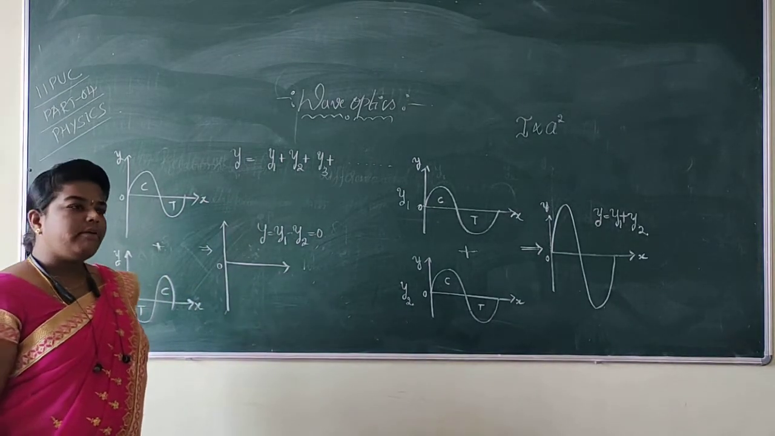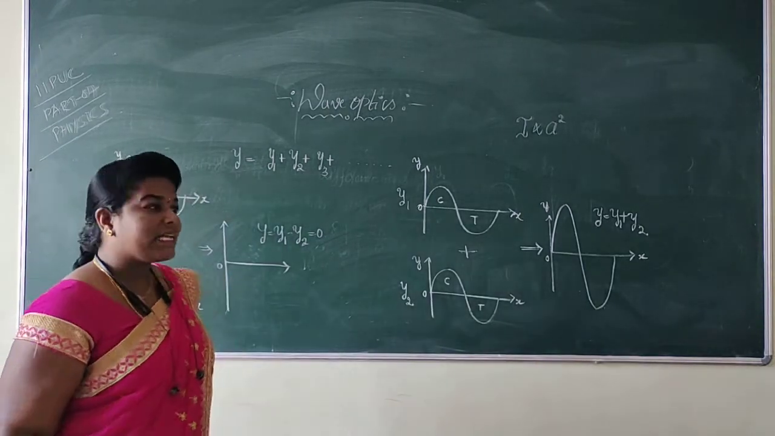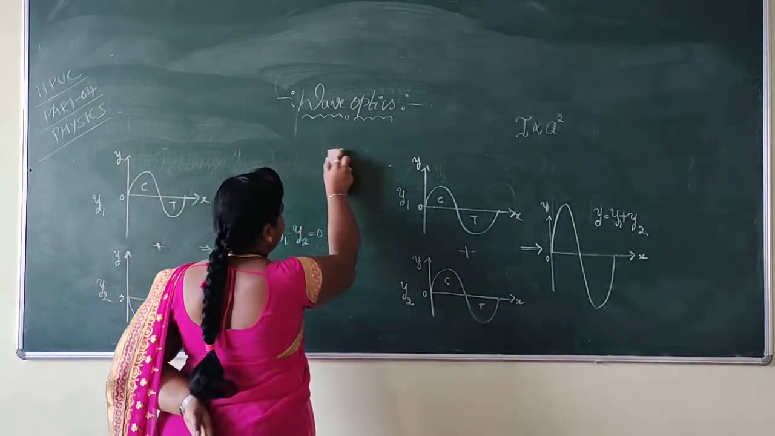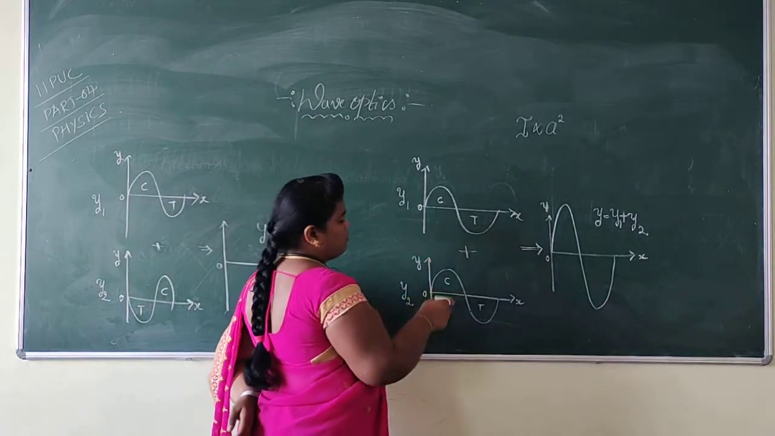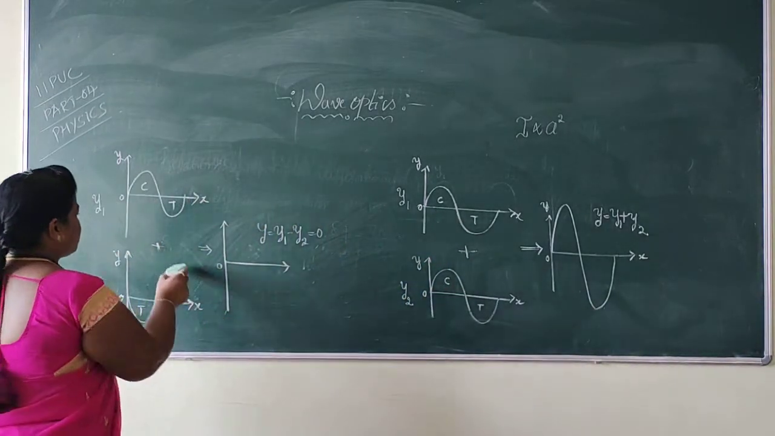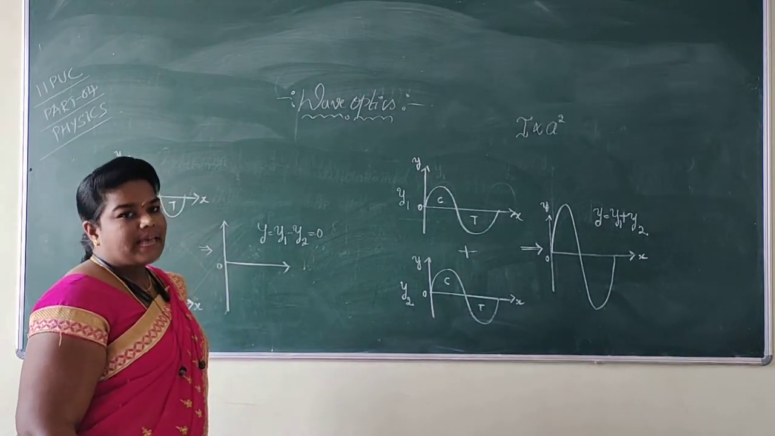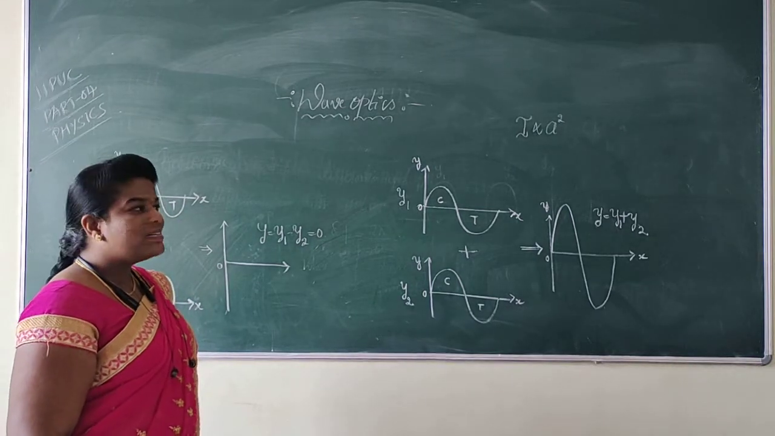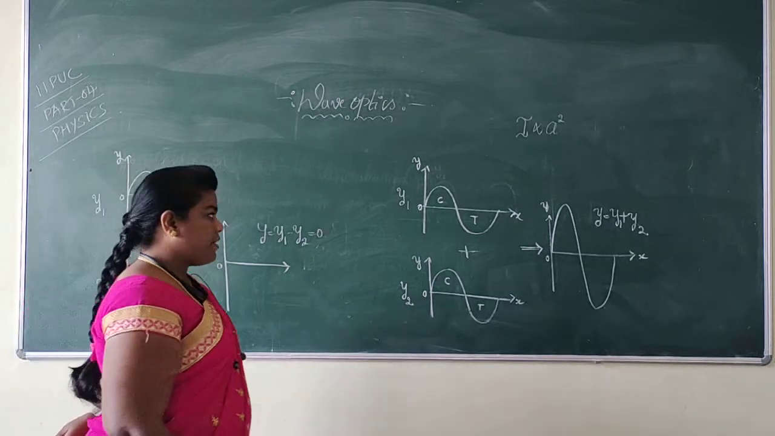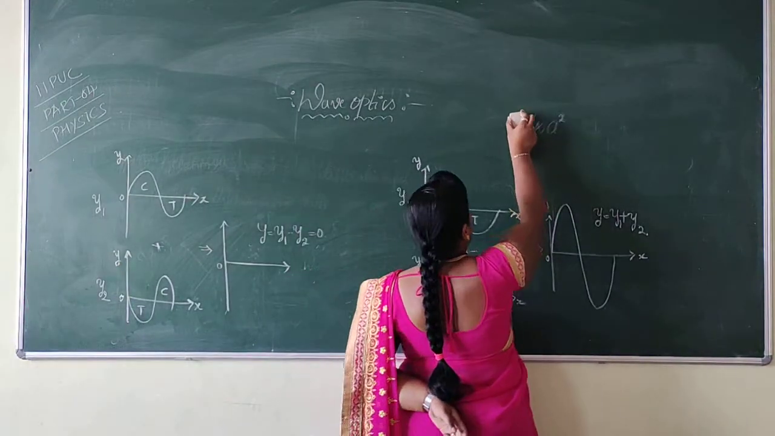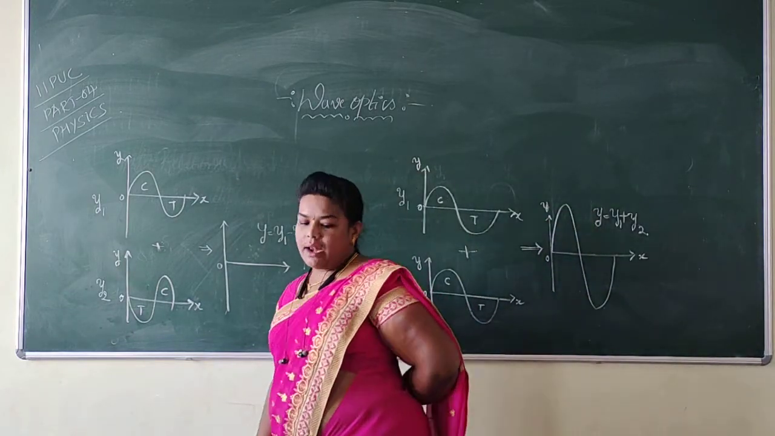So my dear students, now I am moving towards the discussion of interference. So what is this interference? Just now I told you about superposition of waves; here you have observed that one wave falls on another wave. Similarly we can move towards the discussion of interference of waves. So what is interference? It is the phenomenon of superposition of one or more light waves.